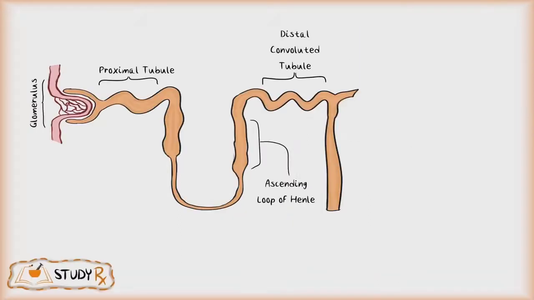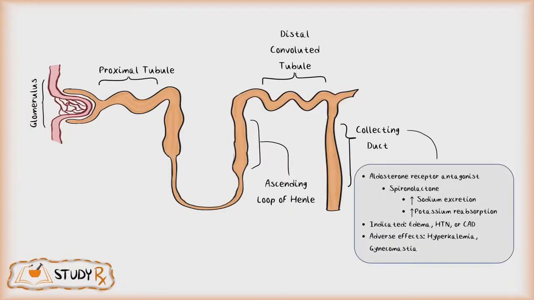Lastly, the collecting duct. This is where the fluid that has passed through the distal convoluted tubules is drained into the collecting duct, and then the urine passes from the ureters into the bladder. Aldosterone receptor antagonists, such as spironolactone, work on the collecting duct, and the mechanism of action to focus on in a kidney-related question may be that they increase sodium excretion and potassium retention.